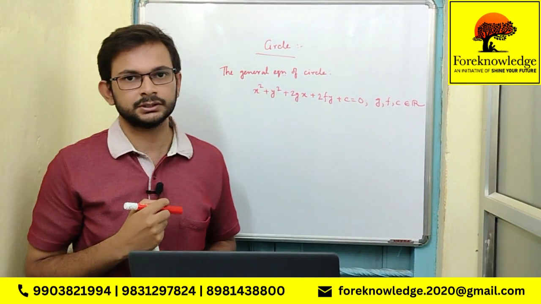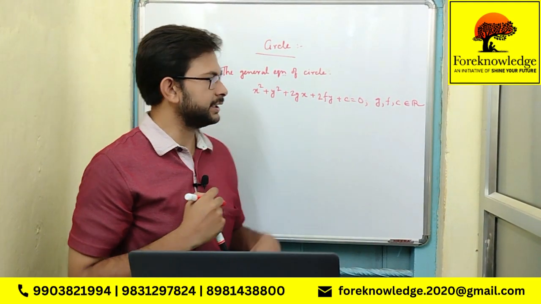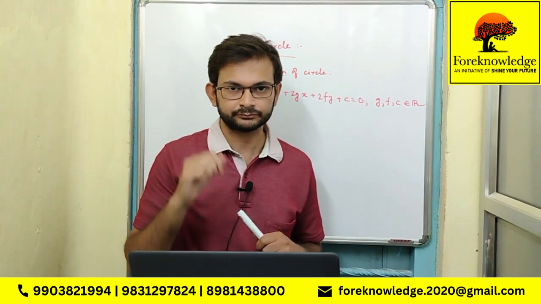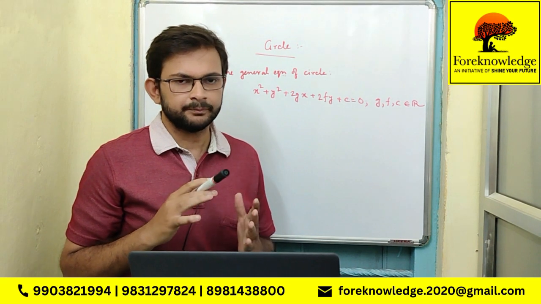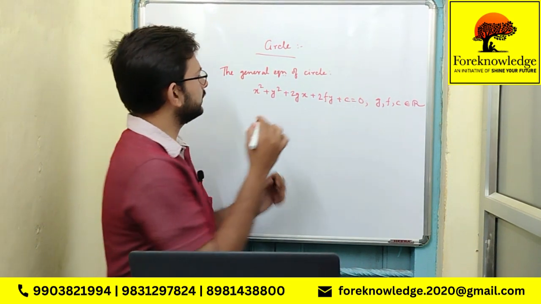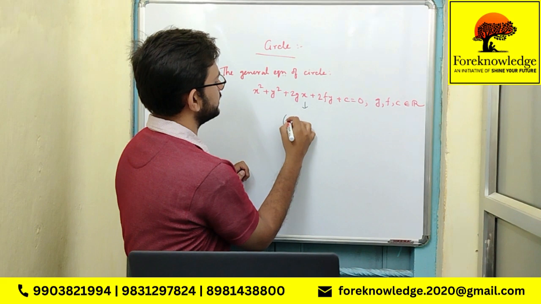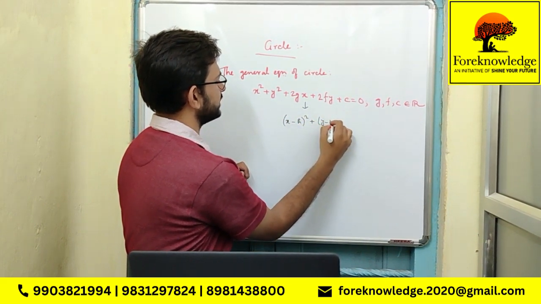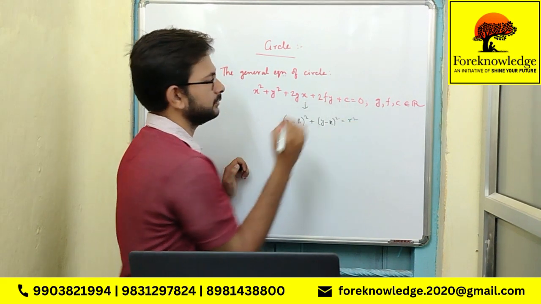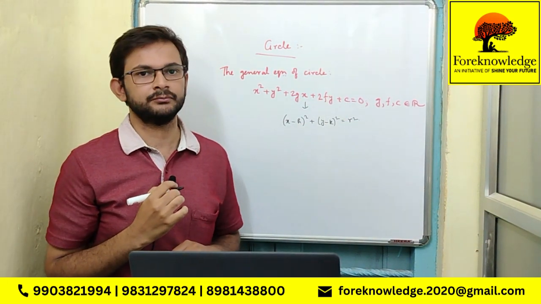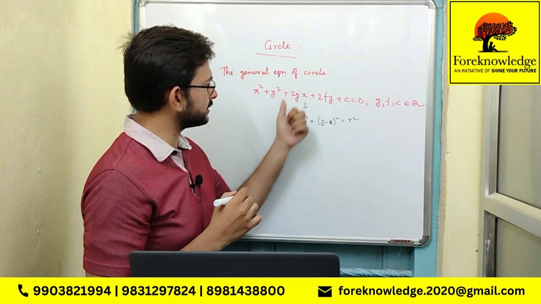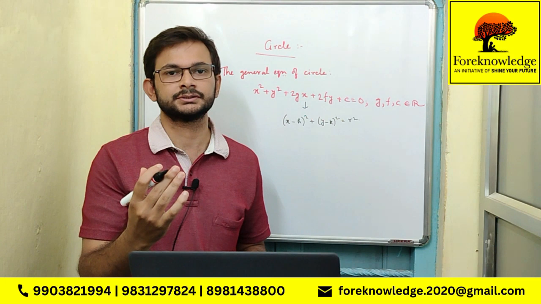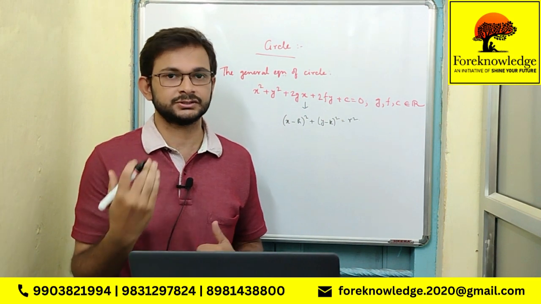Now the question is, how do we manage to find the center and the radius of the circle? The basic thing is, we have to convert it into this form: x minus h square plus y minus k square equal to r square. So in order to convert this equation into this form, we have to complete the perfect squares.